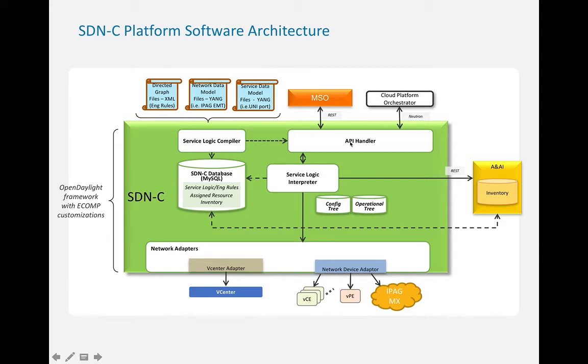And when an API is invoked, the API handler essentially converts the inputs it receives into a format that can be consumed by the service logic interpreter and invokes the service logic interpreter, telling it to invoke the appropriate directed graph to implement the interface. The service logic interpreter then retrieves that directed graph from the MySQL database and proceeds to execute it, doing whatever it says to do.